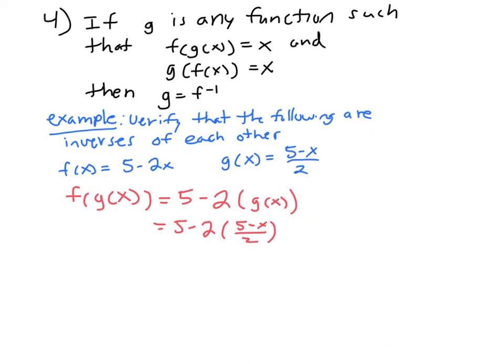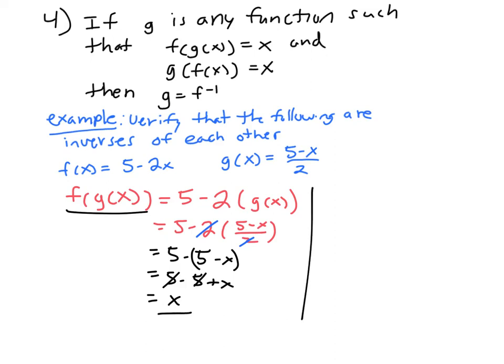I'm going to do some simplification. The 2's cancel, and so I'll have 5 minus (5 minus x), in parentheses. So that is 5 minus 5 plus x, if I distribute the negative sign. And these cancel, so I'm left with x. Okay, that's the first part.